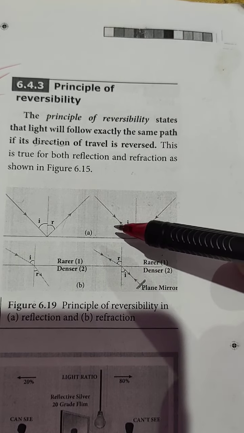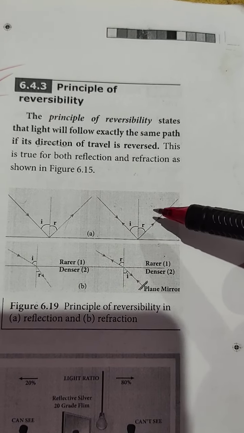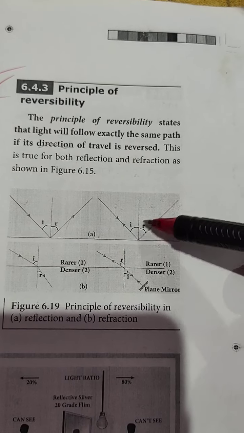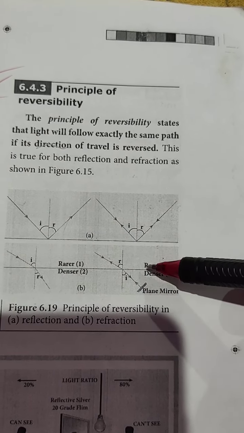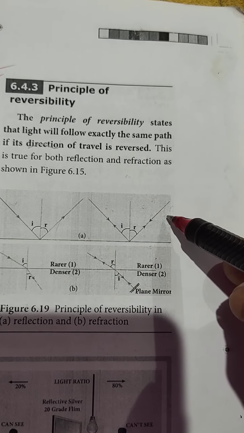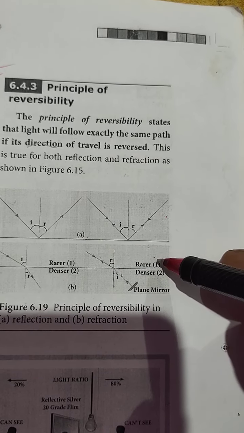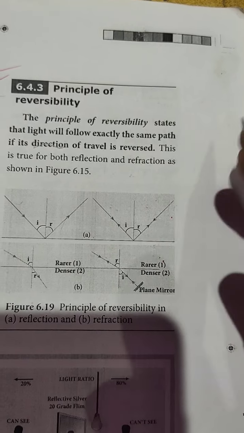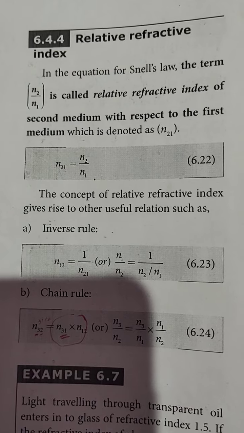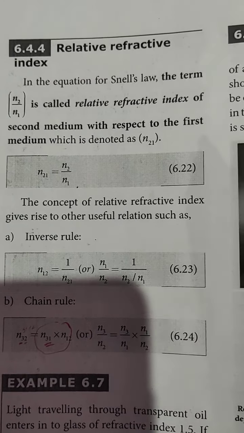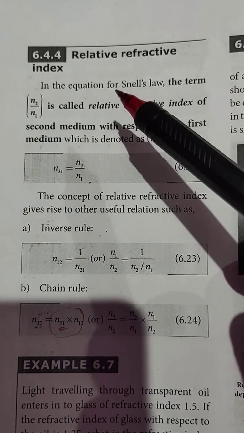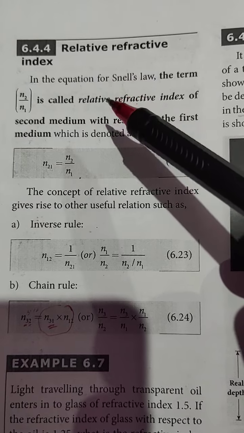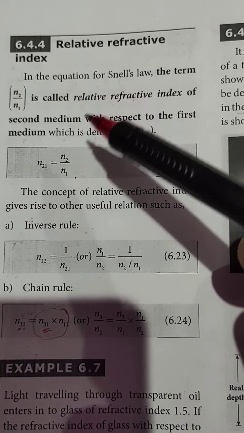The first diagram tells us the reversibility of reflection. Here is the reversibility of refraction, because the first uses only one medium, while here there are two media, which means rarer to denser. Next we are going to see the topic of relative refractive index, which depends upon one medium with respect to another.